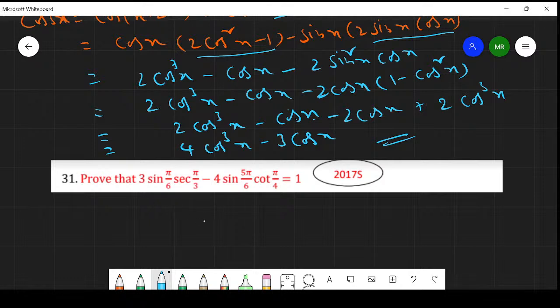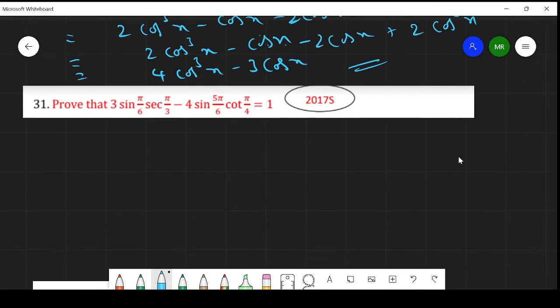Prove that 3 sin pi by 6 secant pi by 3 minus 4 sin 5 pi by 6 cot pi by 4 is equal to 1. This is the problem given here. So here we will first find the value of sin 5 pi by 6. What is sin 5 pi by 6?